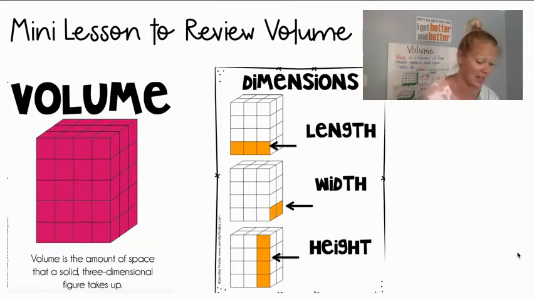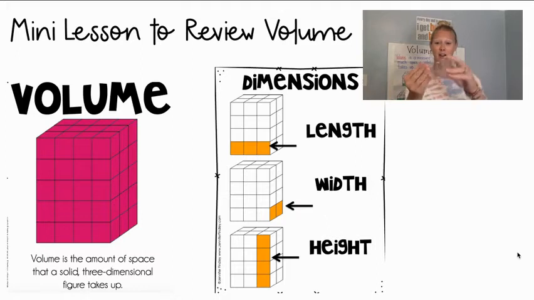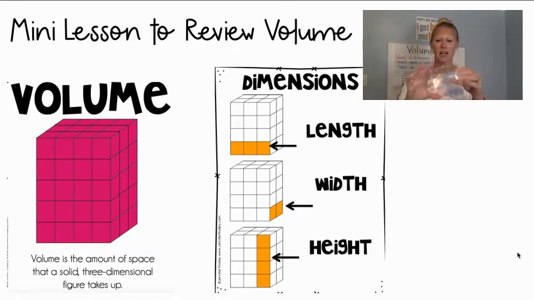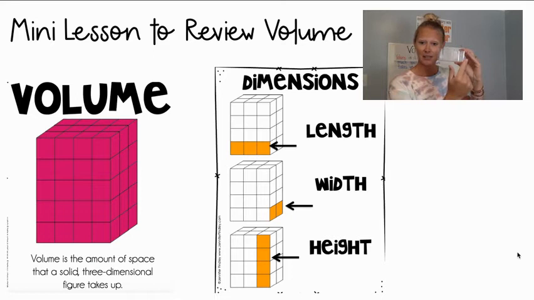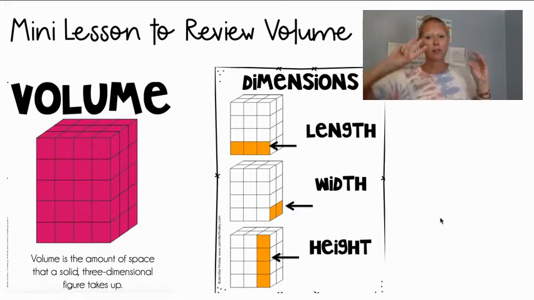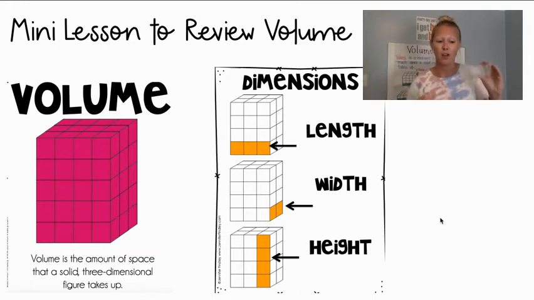Like I think in mini and small group, I've been talking about this, or I had my cereal box. Some of you might have seen my Amazon box. These are all 3D figures or solid figures because they have 3 different dimensions. The first is length, so how long something is. Then they have width. You can see here they've shaded it in orange, and that's how wide it is. So those are 2. And your third dimension that you need for volume is height, so how tall something is.